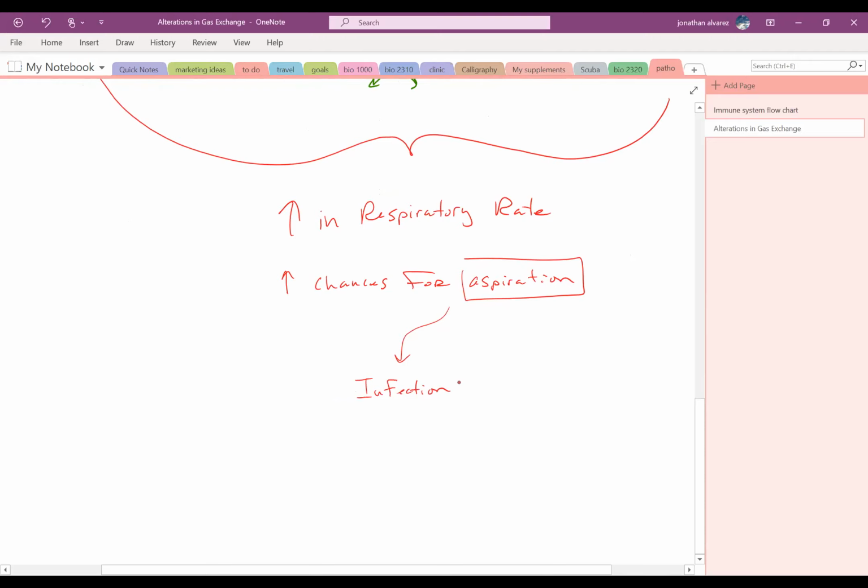Okay, so fluid buildup, recruitment of phagocytes, macrophages, white blood cells, etc., and that leads to decreased oxygen, okay, and other respiratory problems.